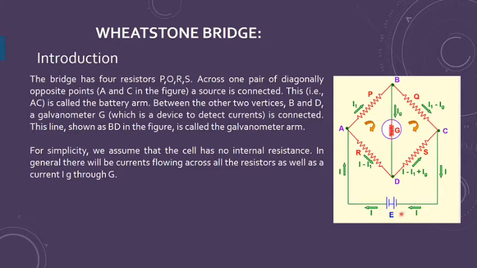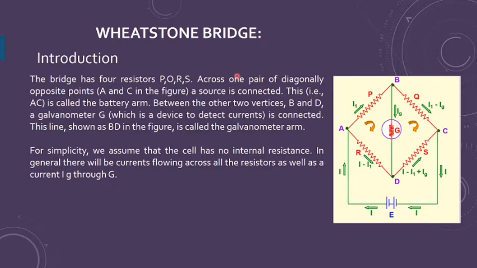It can be a cell, it can be a Leclanché cell, or it can be taken from a regulated source, that is a battery eliminator, which converts AC into DC. So it should be a DC source, that is why the symbol of DC is there. Here you can see in this arm BD, we are going to connect a galvanometer. The galvanometer also has some resistance, and we suppose capital G is the resistance of the galvanometer.